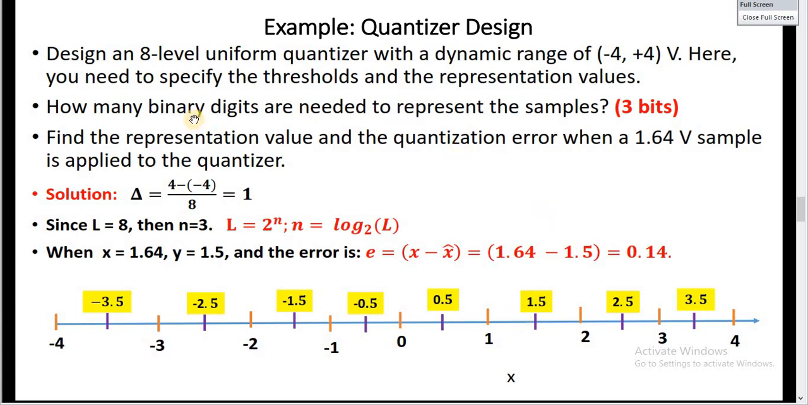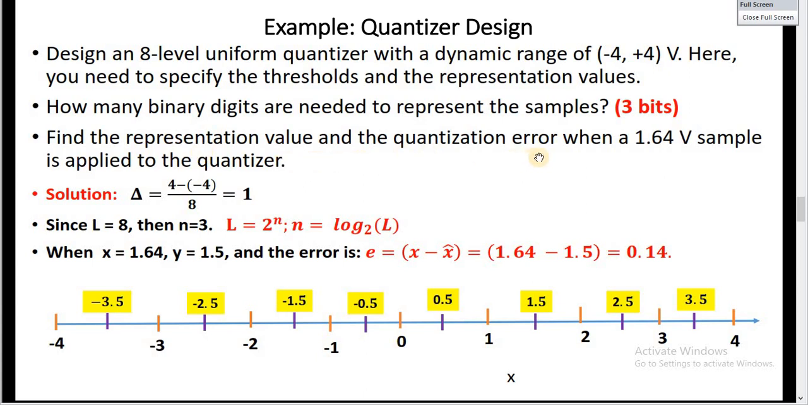The question now: how many binary digits are needed to represent the samples? Since we have 8 levels, we can easily figure out that 8 equals 2 to the power 3, which means that the number of binary digits will be 3. So for each quantization level, we need 3 binary digits.